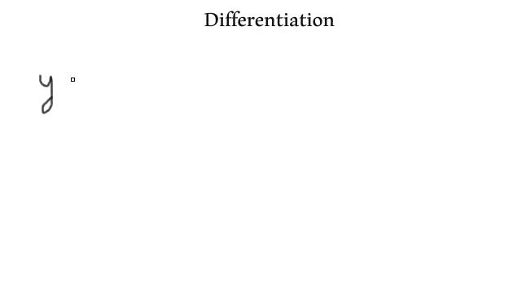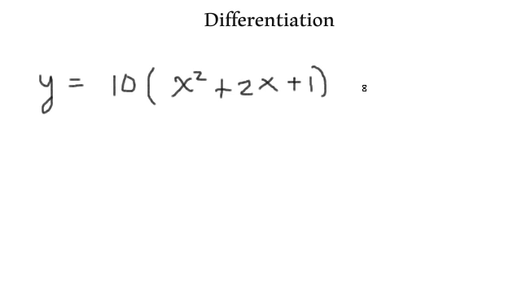Alright, let's see. We have y is equal to 10, and in parentheses I'm going to have x squared plus 2x plus 1, close parentheses, raised to the 4th. Okay, so we take the 4, bring it out front, and 4 times 10 is 40. Rewrite everything in parentheses.